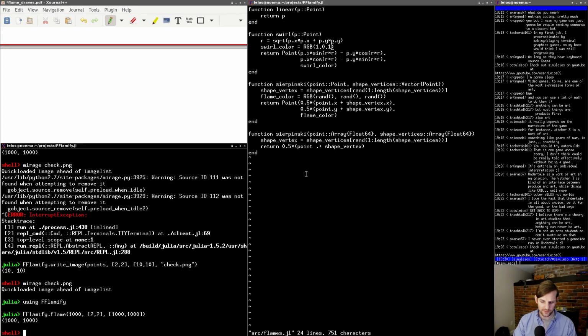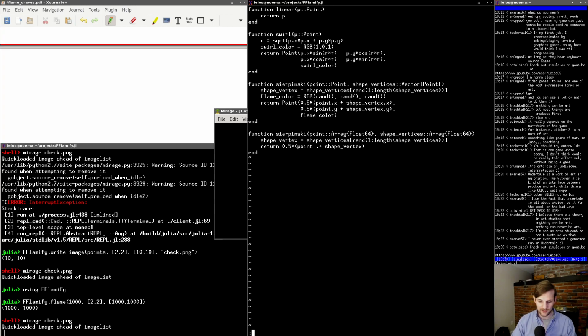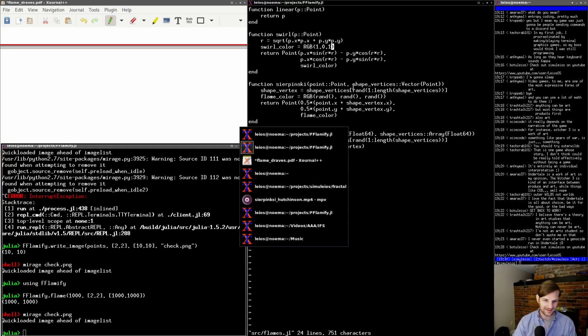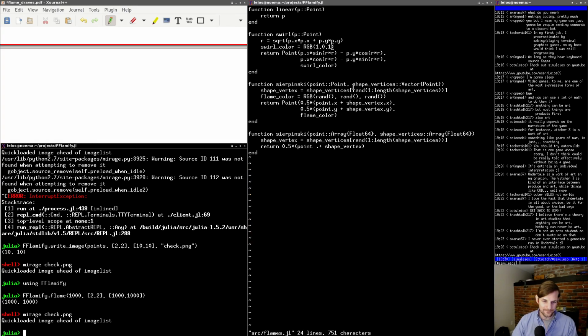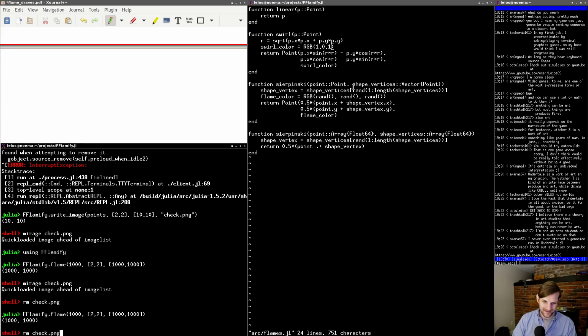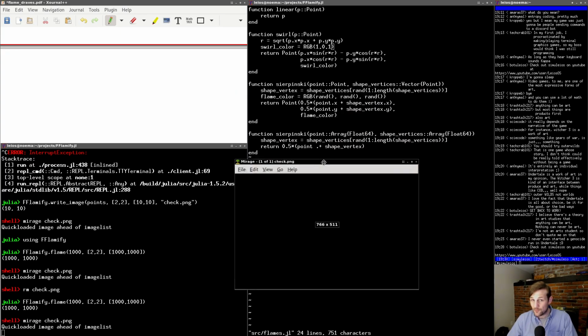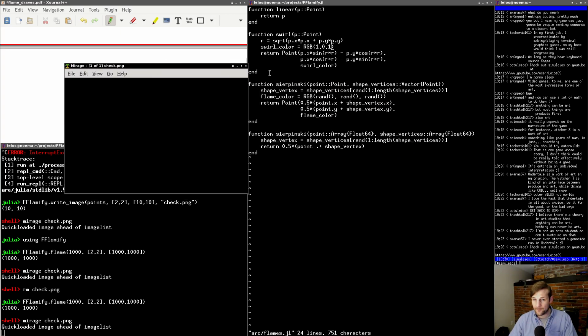So now if we do the last mirage, check.png, we still see nothing. Did I forget to write it? Okay, let's try that again, and also let's remove check.png and let's run it. And now we're going to open it up. Okay, so we're definitely running it. We're defining swirl color, so all of the points should be pink.